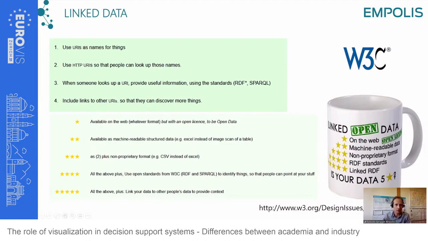And Tim Berners-Lee even, and I found this quite clever, included a visualization of the grade of openness that published data has. A 5-star linked open data would include all of these, and a 1-star would just mean, okay, use an open license, for example.